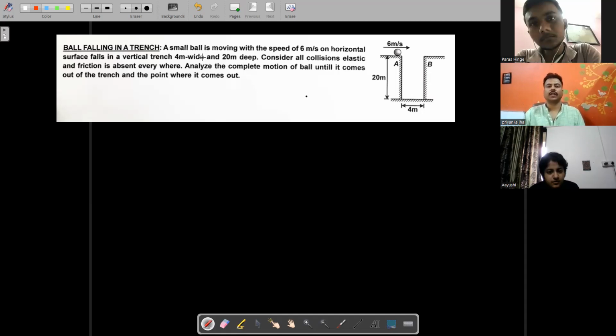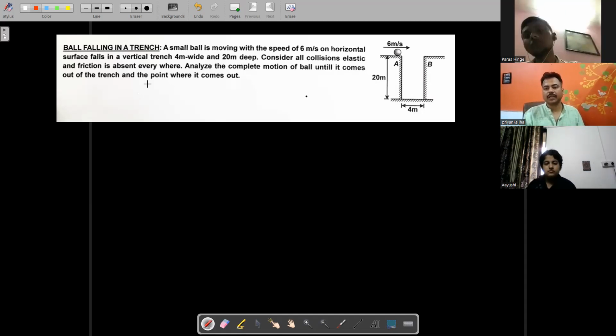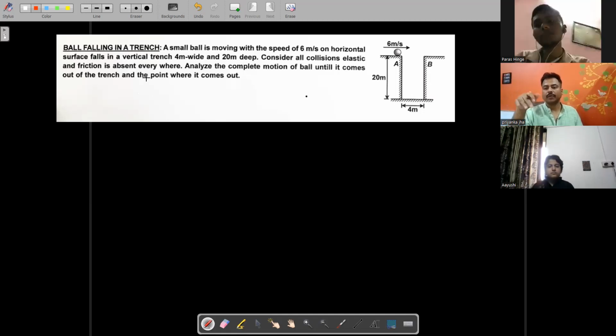See, it is saying that a small ball is moving with the speed of 6 meters per second on a horizontal surface and falls in a vertical trench 4 meters wide and 20 meters deep. Consider all collisions elastic and friction is absent everywhere. Elastic means again the same thing. It will rebound with the same speed and same angle, right? So analyze the complete motion of the ball until it comes out of the trench and the point where it comes out.